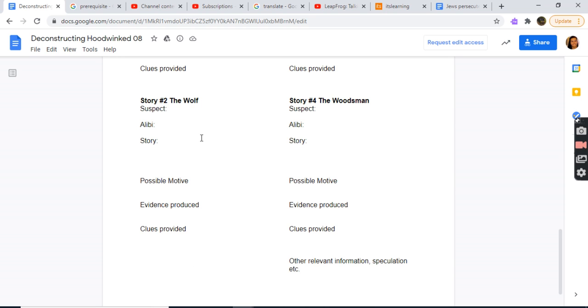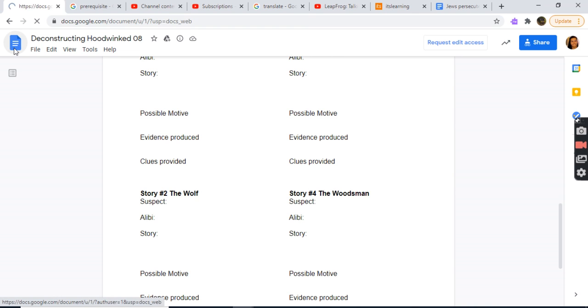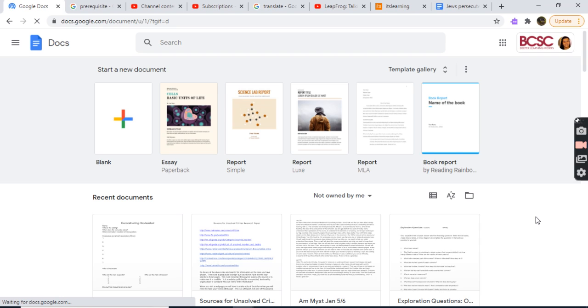Story 4. The Woodsman. Suspect. Alibi. Story. Possible motive. Evidence produced. Clues provided, and other relevant information, speculation, and etc. Anything else you want. It could be another clue, but it can be what you can actually find.